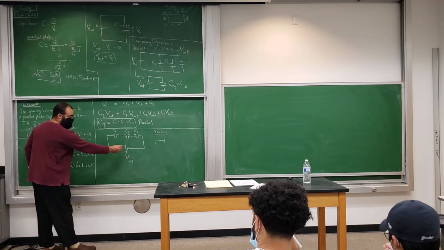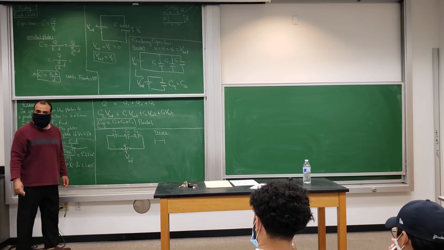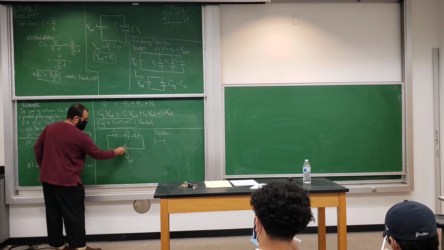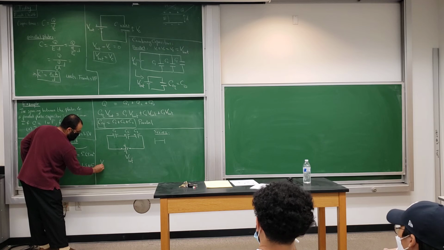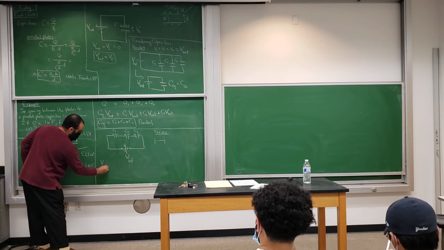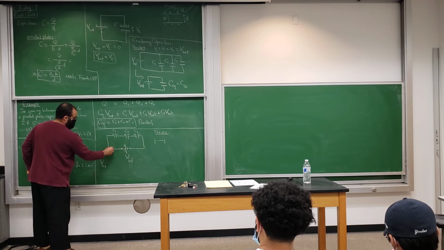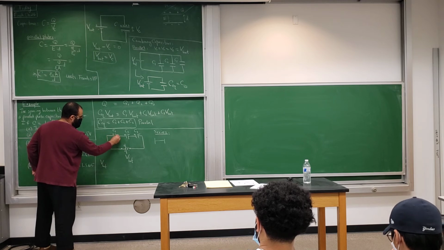All right, so let's do the process of going around the loop. You go from here to here. The voltage increases by what again? V battery, right? Okay. And now, let's see. We go from here to here. What happens to the voltage?